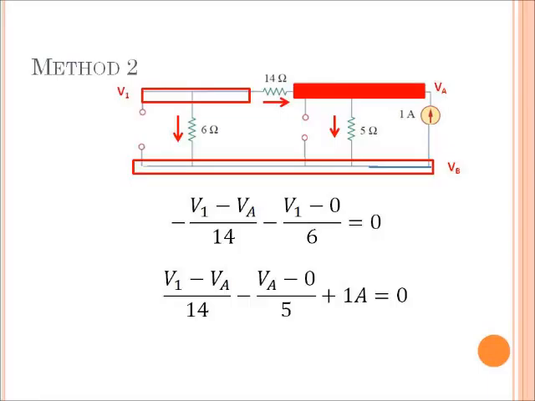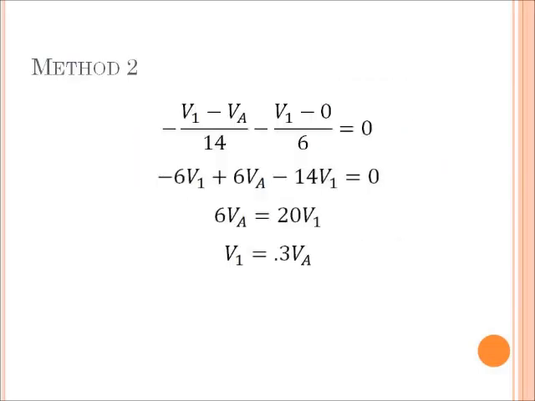For node VA, we have current arriving, so positive, coming from V1 over 14 ohms. We also have current leaving heading to ground over 5 ohms and 1 amp arriving from the dependent voltage source. Setting this all equal to 0 gives us the following equation. Now that we have two equations, we can solve for two unknowns.